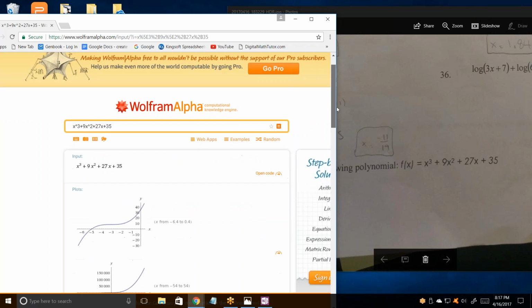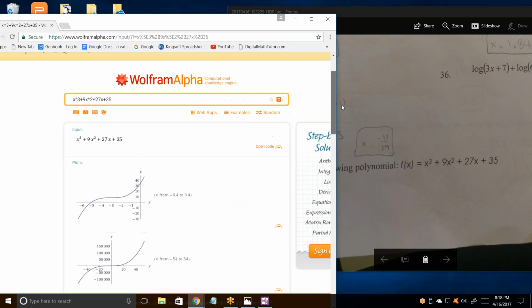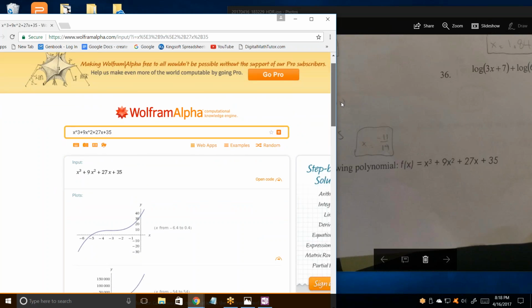You can see from the graph how many real zeros there are. Looking at that, 1. Which means there's how many imaginary zeros? 2. There could be at most 3 zeros to a cubic, or 4 zeros to a quartic, or 2 zeros to a quadratic. The number of possible zeros always matches the degree of the polynomial.